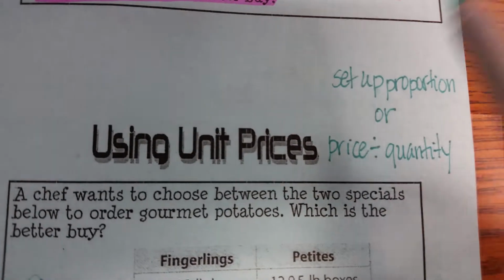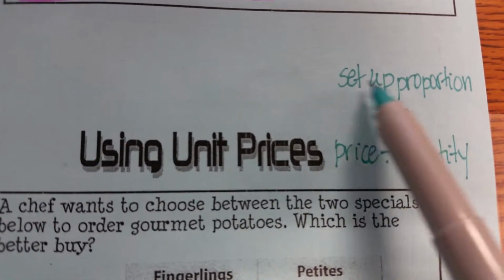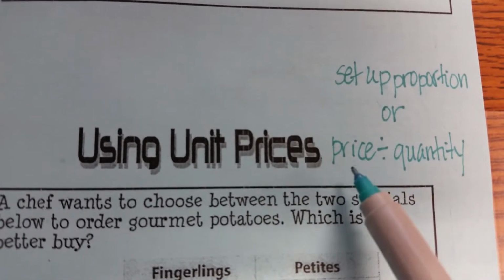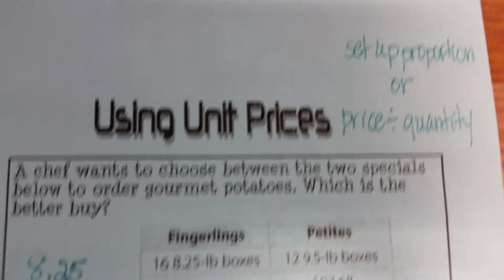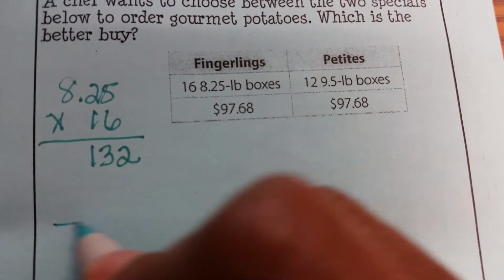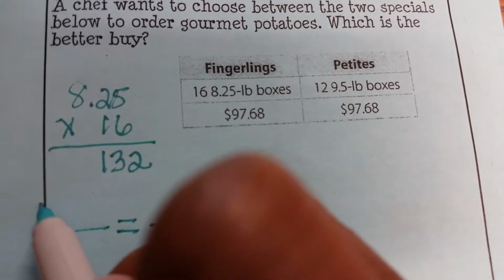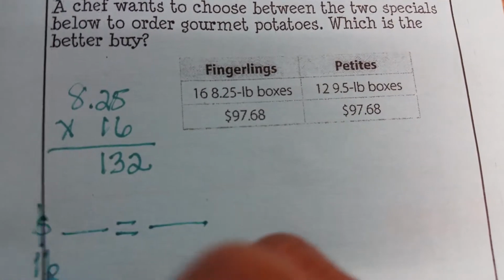Okay, either way. So now we know you're not going to take a piece of paper into Walmart or into Kroger and set up a proportion. You're going to take the price and you're going to divide it by the quantity. So we're going to take the price here. I'm going to show you both ways. We'll do the proportion first. And we're comparing the price per pound.